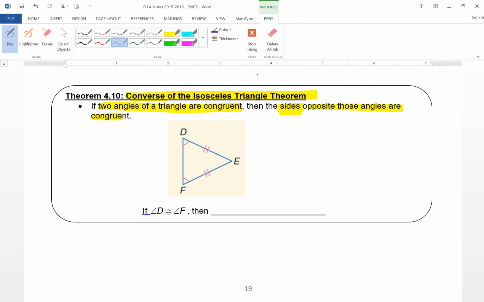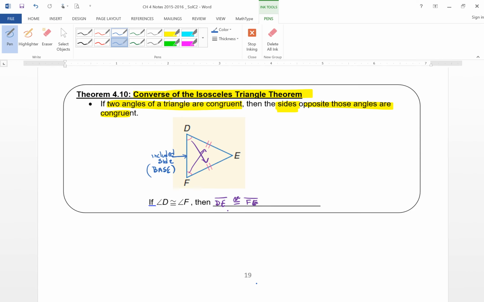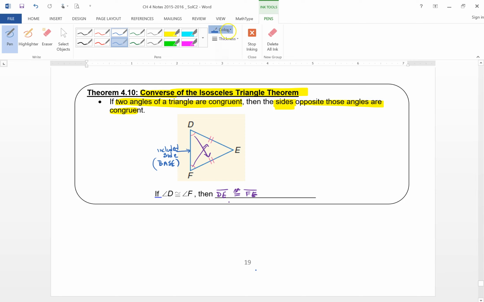Okay, so if angle D is congruent to angle F, then the opposite sides are congruent to each other. So DE is congruent to FE. And if you get confused, just remember that if you have the two congruent angles here, this is the included side. All right? This is the included side. The included side is always the base. Okay, so if you get confused, just think of it that way. All right, let's go to the next page.